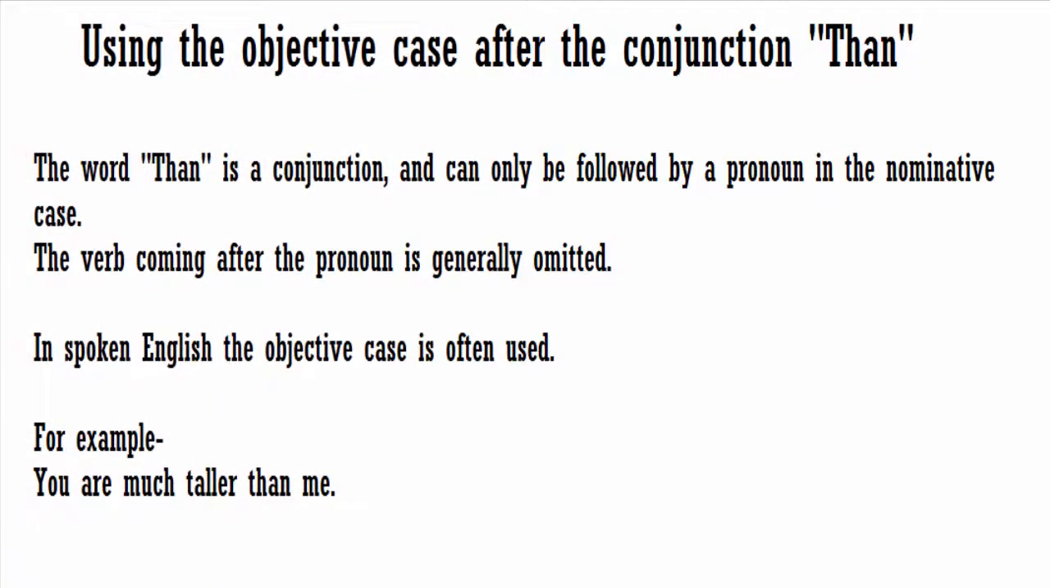Using the objective case after the conjunction than. The word than is a conjunction and can only be followed by a pronoun in the nominative case. The verb coming after the pronoun is generally omitted. In spoken English, the objective case is often used. For example, "You are much taller than me." Don't say "my brother is taller than me." Say "my brother is taller than I."